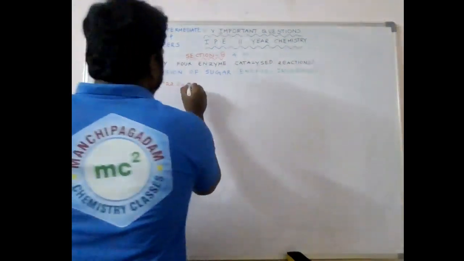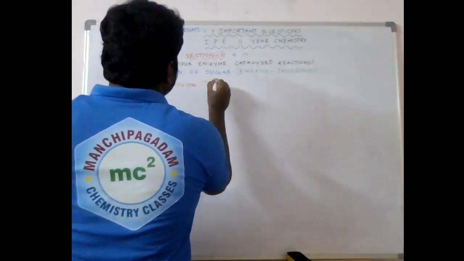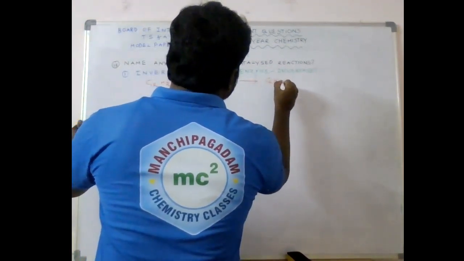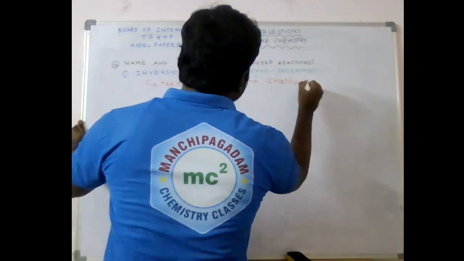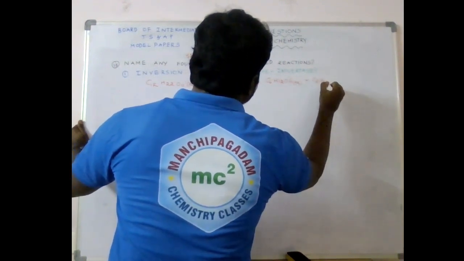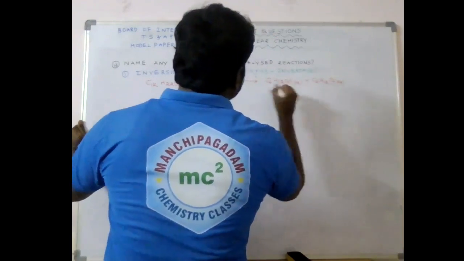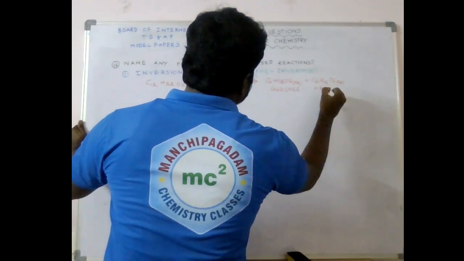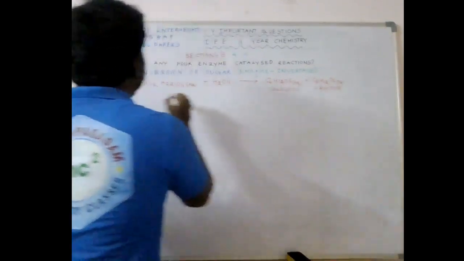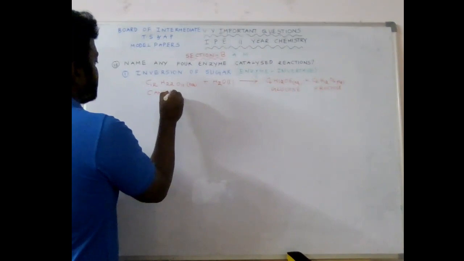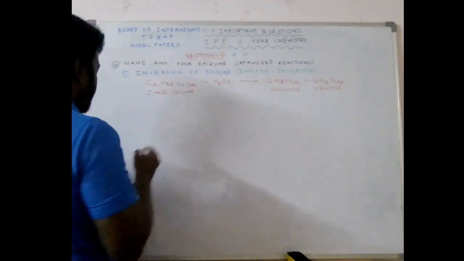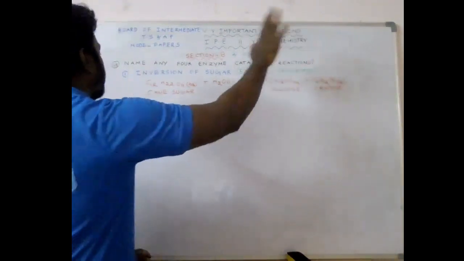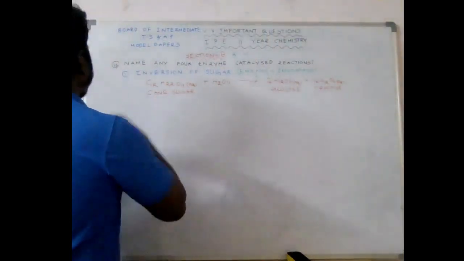This is sucrose, or you can say cane sugar. It reacts with water, then produces C6H12O6 plus C6H12O6, where one is glucose and the other is fructose. What we have taken as the reactant is called cane sugar. And what is the enzyme we have taken here? Invertase. No need to write again here. Enzyme invertase. Finished. Next one.